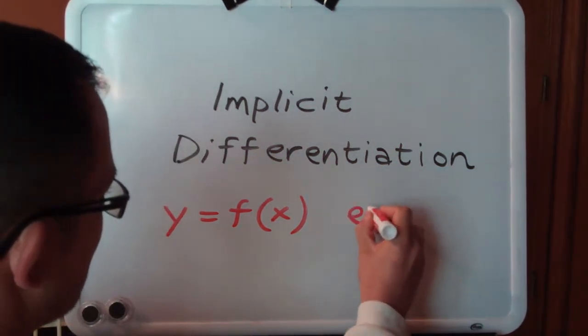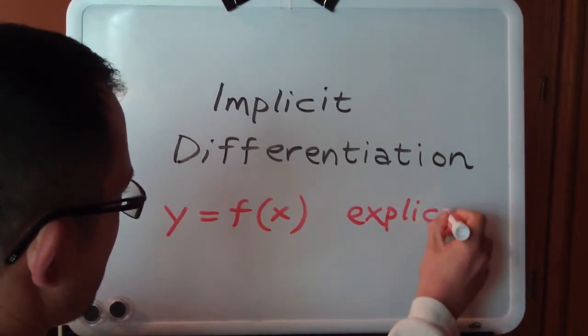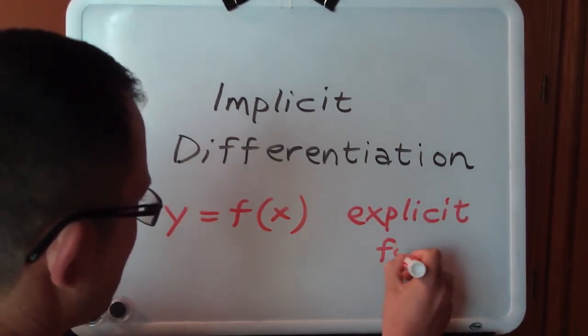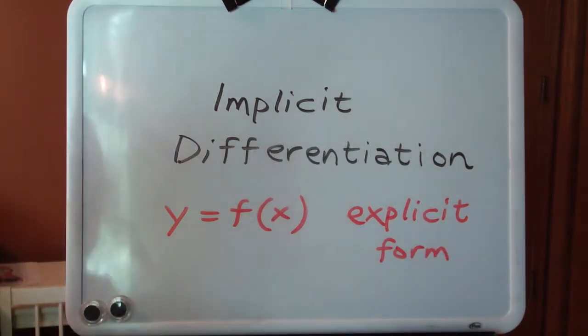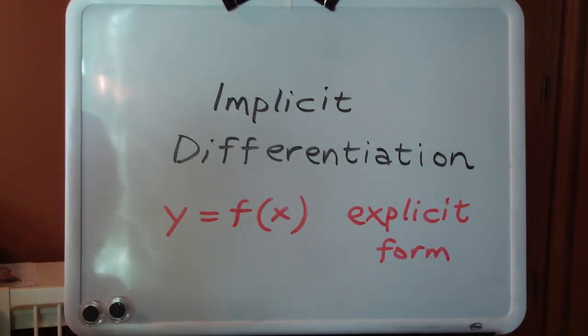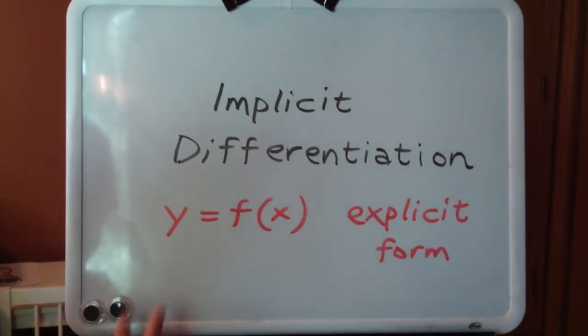And this here we call explicit form, because what we're doing is we're isolating y on one side and saying that y is dependent on x. And so if we have y on one side, then we can develop all these rules for dy dx, right, the rate of change.